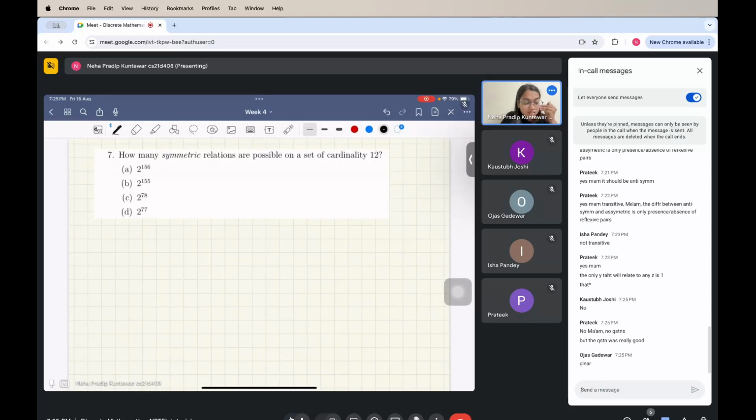So this is an interesting question and different from what we saw so far. So let's recall that a symmetric relation is that if A is related to B, then B is necessarily related to A. So you have a set whose size is 12, and you have defined a relation on this set. So the question is, how many symmetric relations are possible? So before we get there, let me ask you, how many reflexive relations are possible?